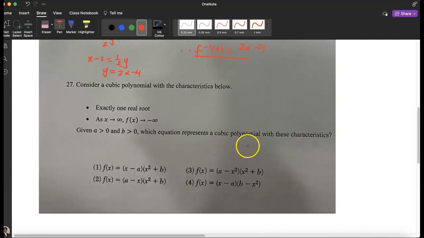Now consider a cubic polynomial. Cubic means power 3. That has the characteristic below: exactly one real root.